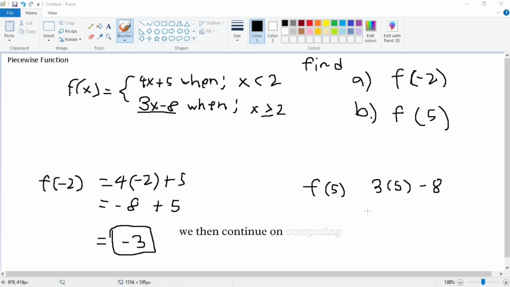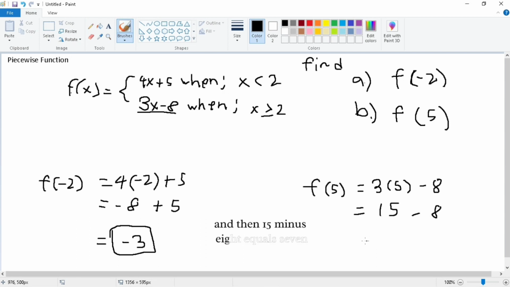We then continue computing. So, 3 times 5 is 15, minus 8. Just bring it down. And then 15 minus 8 equals 7. Therefore, the final answer. So there you have it, the piecewise function.